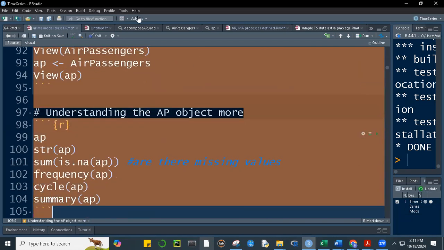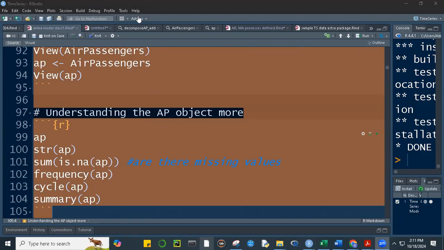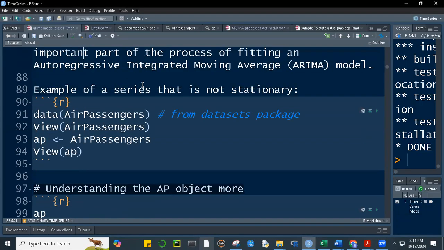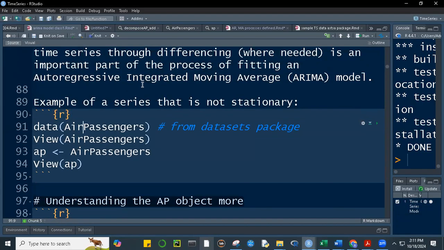Control C. I think we did this last time. Did we do air passengers last time, class? Please chat.